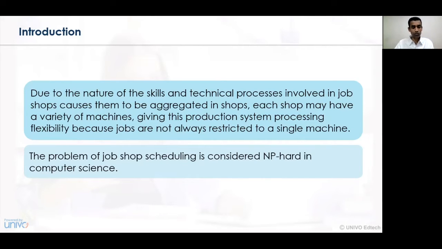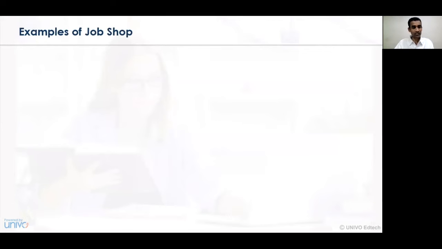So the problem of job shop scheduling is considered NP-hard in computer science. Whether the problem is related to the work, the machine, or a certain process, the job shop gives you a clear picture of how those activities will be undertaken, how they will be complied with, and how the resultant output will be produced in a very effective or simpler way. Now let's take the various examples of job shop.